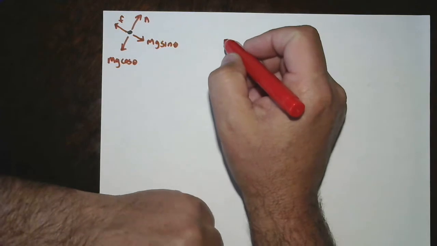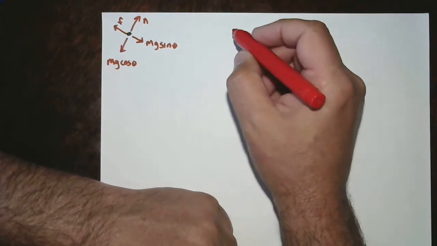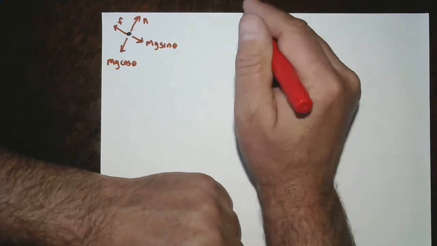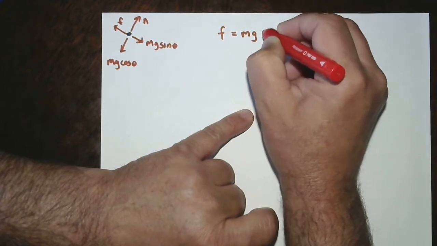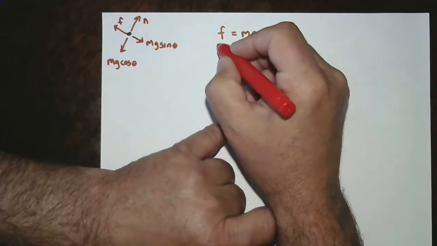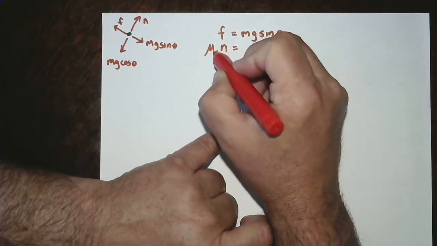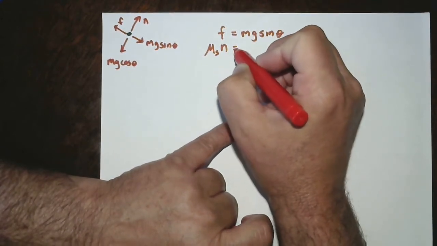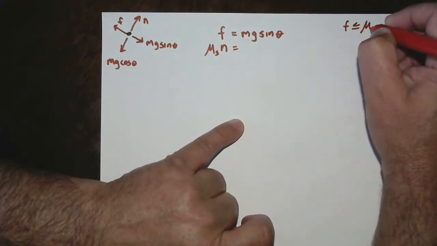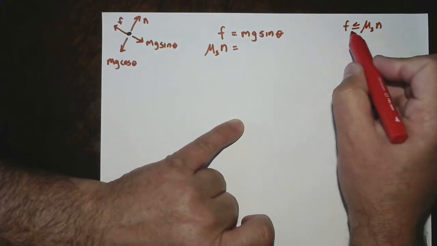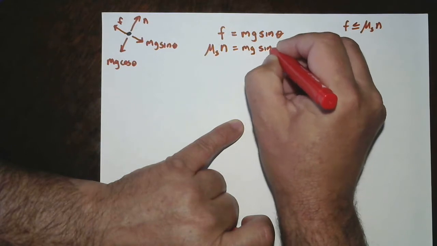And at this point, we can figure out the maximum value of theta by figuring out the maximum value of f. You see, what's going to happen is we need f to be equal to mg sine theta. Now, f itself is mu static times the normal, and that's the maximum value of f. So that's when it's at the maximum theta. Remember that f is always less than or equal to mu static times the normal. So we're going to go to the extreme case where it's equal to mg sine theta.